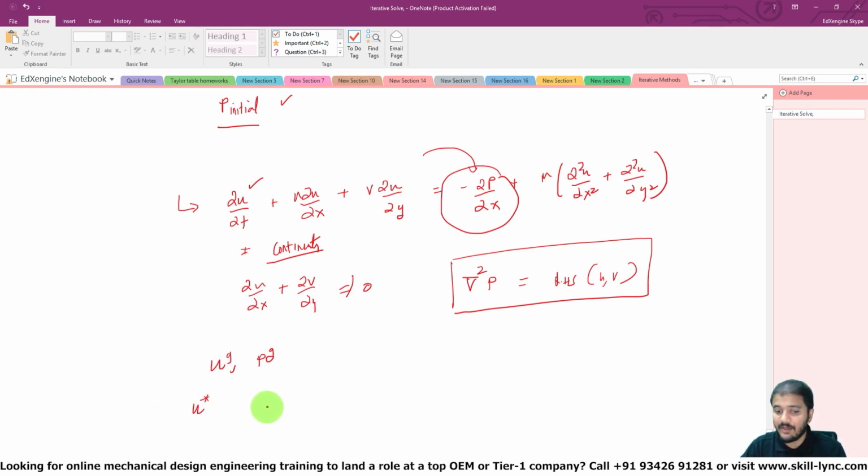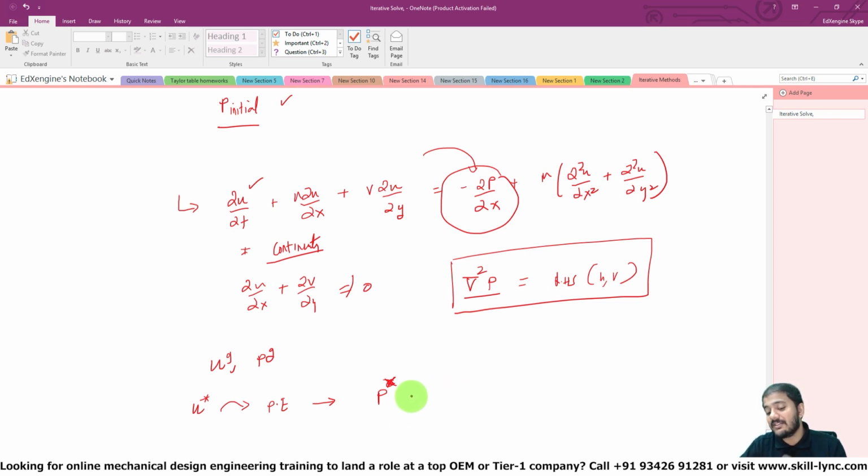You can call it u star. Now this u star is not going to satisfy continuity, we all know that. So what we do is we take the Poisson equation and we basically use the star values in our Poisson equation. So we take this and put it in the Poisson equation and we get an intermediary pressure, P star.